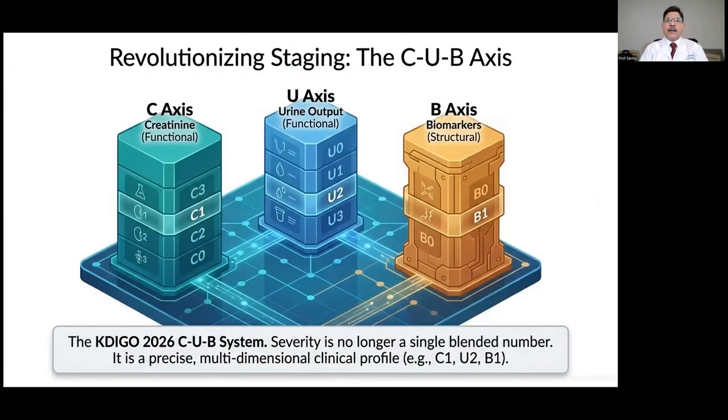Now you see the three pillars: the C pillar, the U pillar, and the B pillar. In the C pillar, how many do you have? C0, C1, C2, and C3. And the U pillar, how many do you have? U0, U1, U2, U3. Why have we put it like that? Creatinine is rising, urine output is falling. That's why C0 is put below and C3 above, whereas for urine, normal is above and decreasing is at the bottom. Biomarkers: B0 is no biomarker positive, B1 is biomarker positive. It's called the CUB axis.